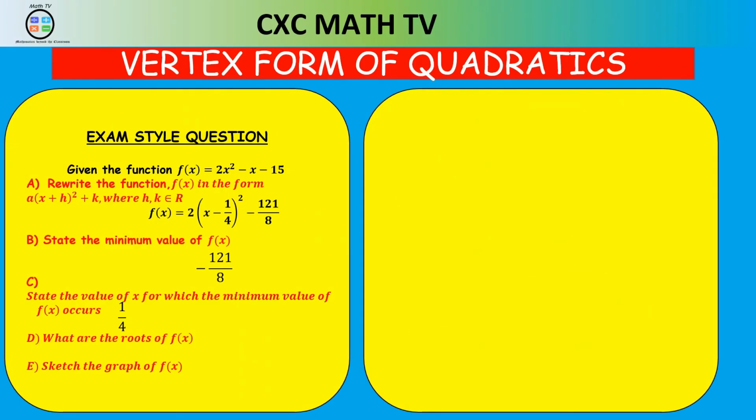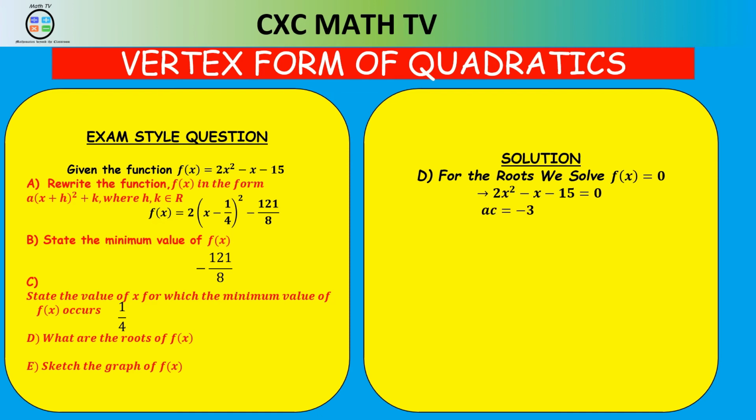Part D now says, what are the roots of f of x? Now remember, roots occur when we solve the function f of x equal to 0. So we're going to solve the quadratic equation equal to 0. And in order to solve the equation, we know that we need to split the middle term. So the minus x right there, we're going to break it up as minus 6x plus 5x. So now we can write 2x squared minus 6x plus 5x minus 15 equals 0.